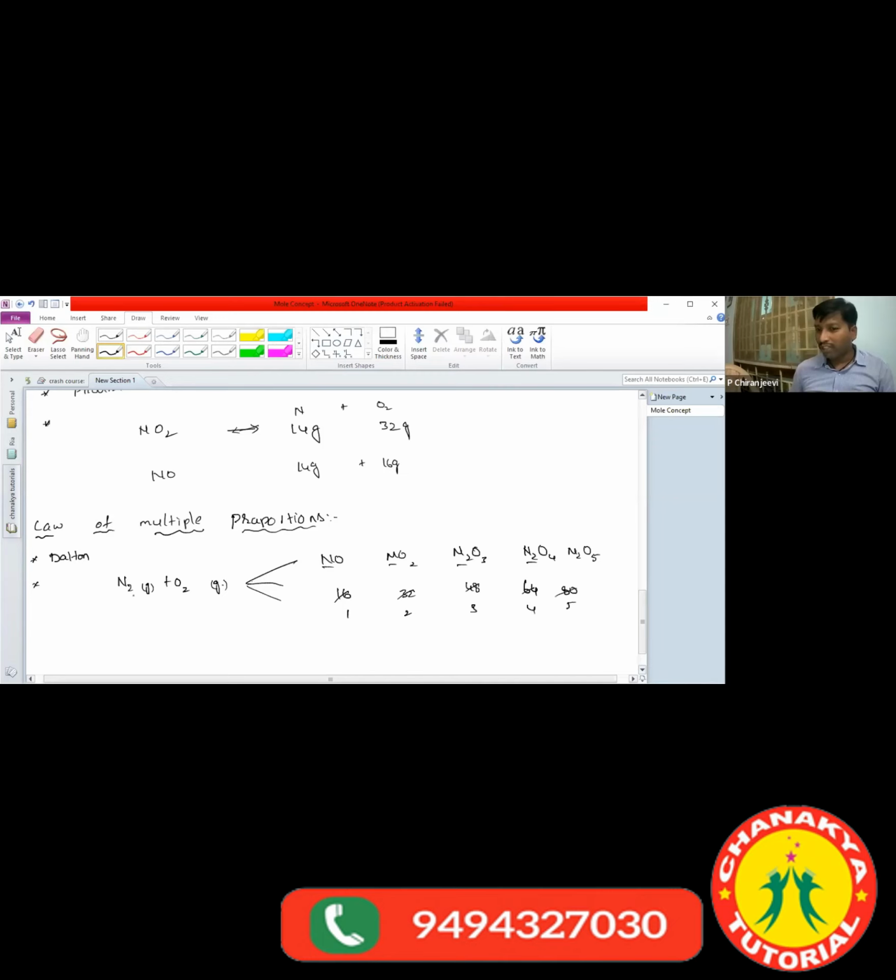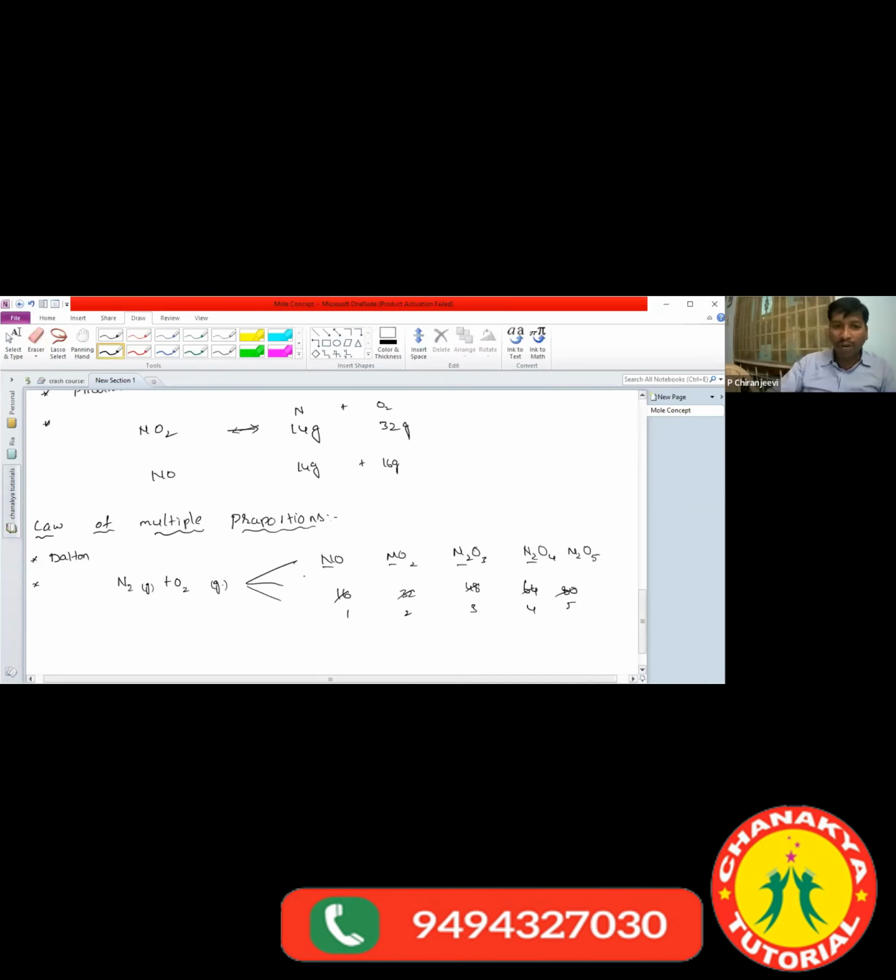So when one element reacts with another element to form a mixture of products, one element is in a constant ratio and the other elements are present in a simple multiple ratio. When they are present in a simple multiple ratio, that is what we call the law of multiple proportions.